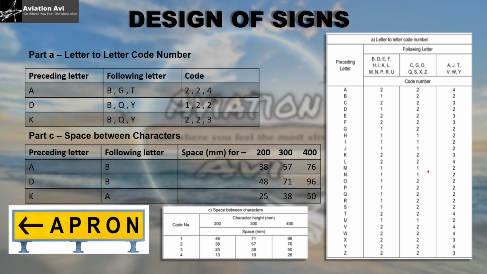Likewise, you can conduct the same exercise for the alphabet R and O, O and N. Now probably the doubt in your mind must be, what is the spacing between this arrow and the alphabet A? We'll be looking at it in the next slides. So now we are here with what should the distance be between two alphabets on the sign. Firstly, you look at this table A. You find out the code number referring to the preceding alphabet and the following alphabet. Now taking that particular code number, you place it with respect to the character height you are looking at, and then you find out the spacing between the two alphabets.